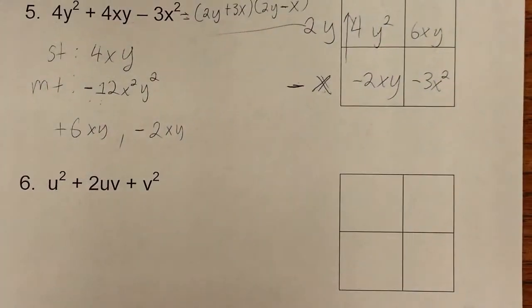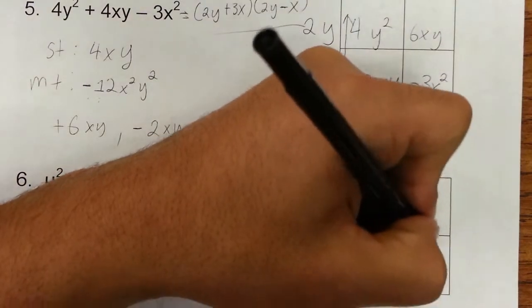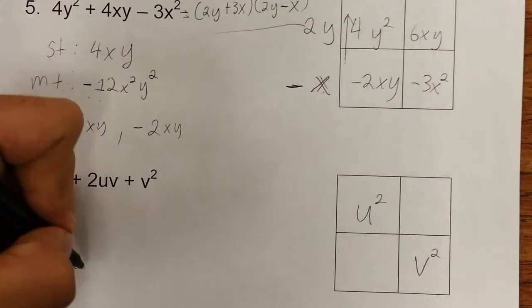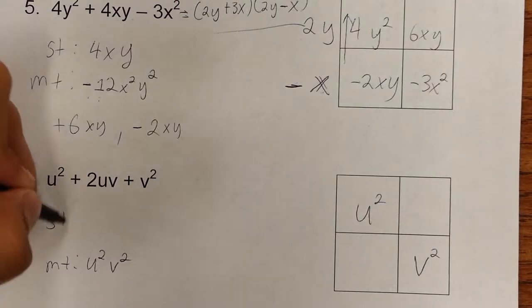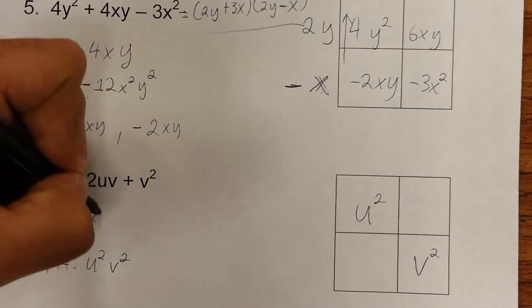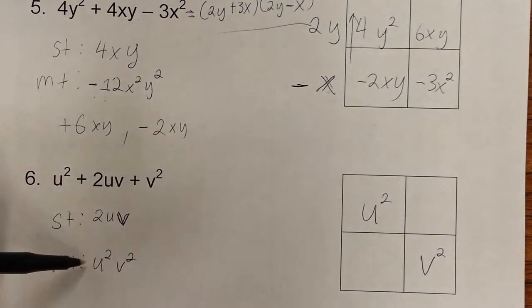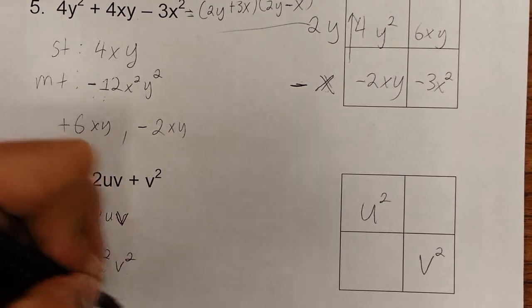Looking at number 6, let's fill in where we can. We've got the u squared, one of our squared terms, and the v squared. So we're going to multiply the diagonal. So we've got a u squared, v squared, and then sum up to our middle term, or what's left, the 2uv. If you don't see a coefficient, it's 1. So we're going to need two terms in terms of uv.